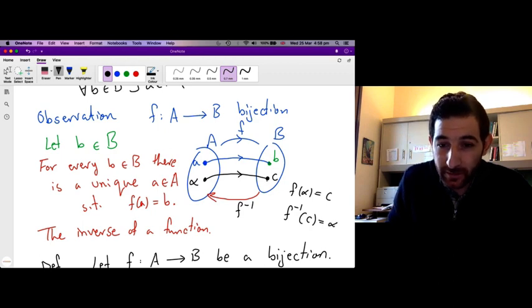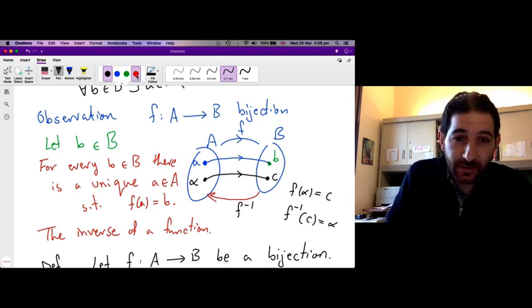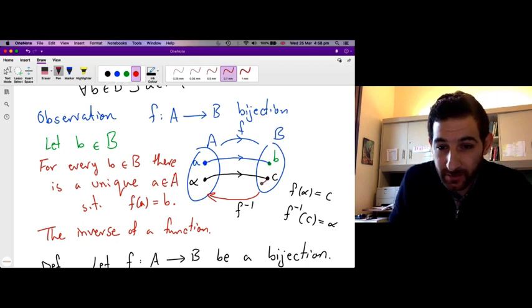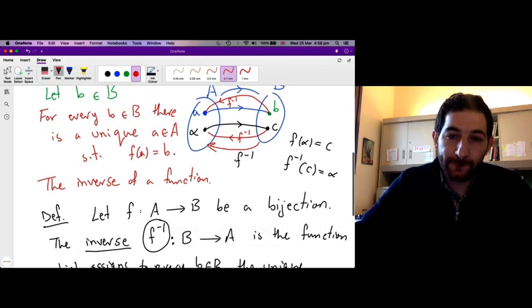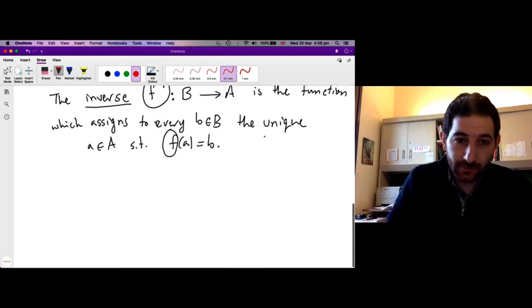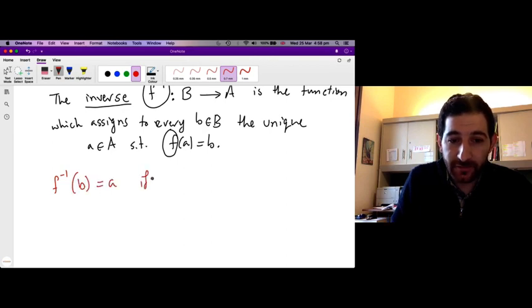So let's use the red for the inverse now. This f inverse will assign to C alpha and f inverse will assign to B A. So maybe I'll write it here. F inverse of B is A if and only if f of A is B.